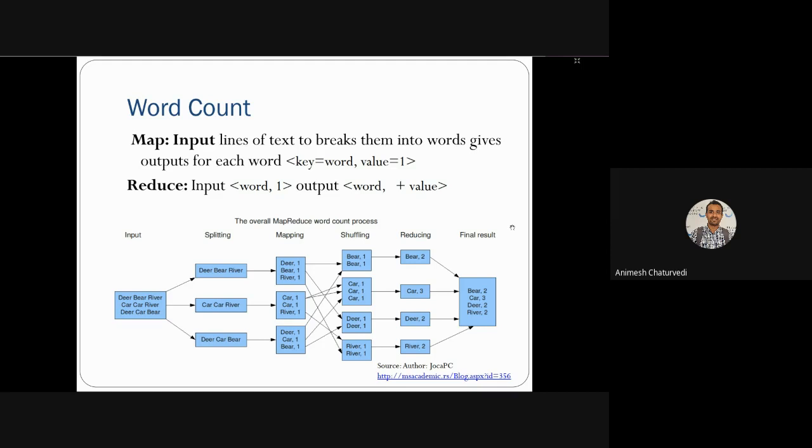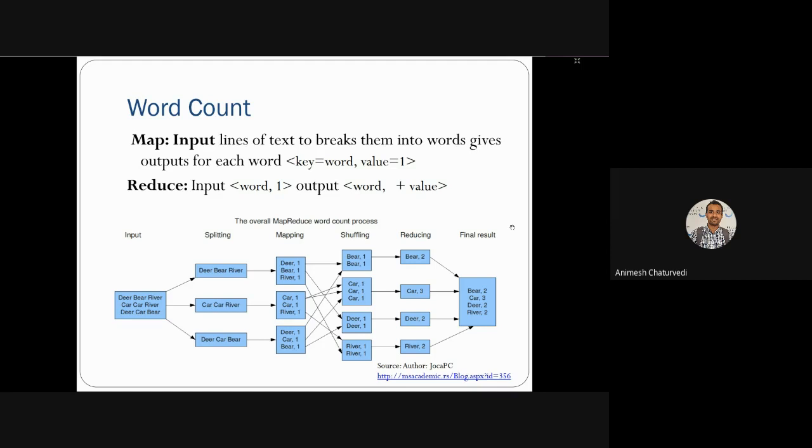So in the mapping, with the code that you have written, deer comma 1 will be stored, beer comma 1 will be stored, river comma 1 will be stored, and a hash map will be created. Thereafter the second hash map will contain car comma 1, river comma 1. The third hash map will contain deer comma 1, car comma 1, beer comma 1. So this part is mapping. Thereafter, shuffling is done by MapReduce. So the splitting and shuffling are done by MapReduce.